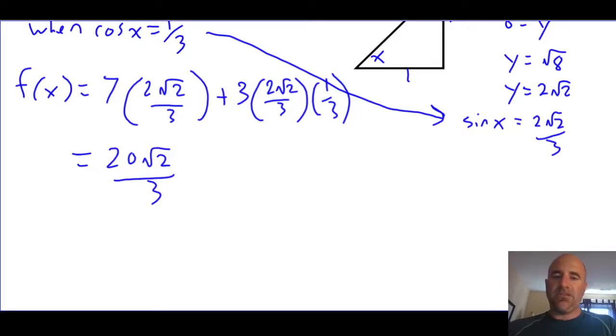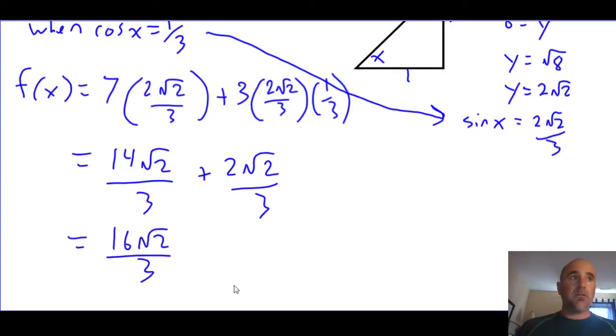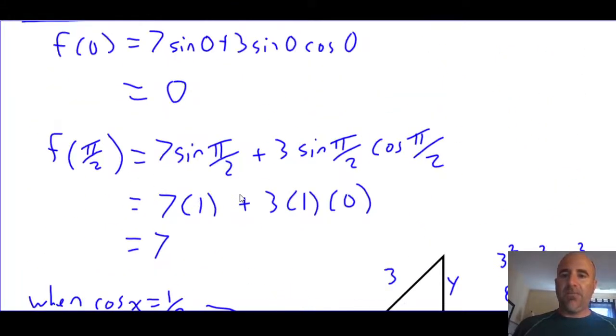I'm sorry. That's not correct. It's 14 root 2 over 3 plus 2 root 2 over 3, since these 3's here will divide out, which gives me 16 root 2 over 3. Now, if you check with a calculator, you'll find 16 root 2 over 3 is about 7.5, and that actually makes that our maximum value. So this is our max, okay, and our minimum is 0.